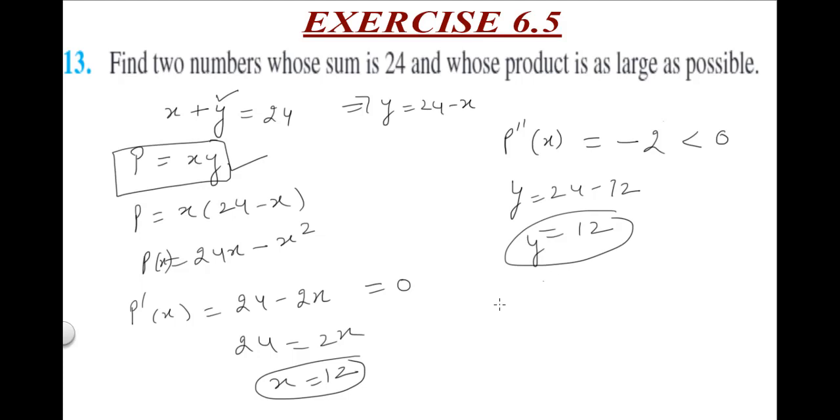Hence what are the two numbers? 12 and 12. Only then the product can be maximum. Clear? Let us go with another question.